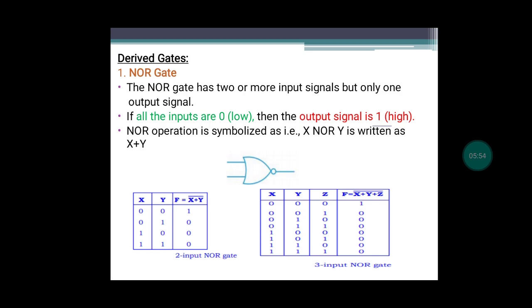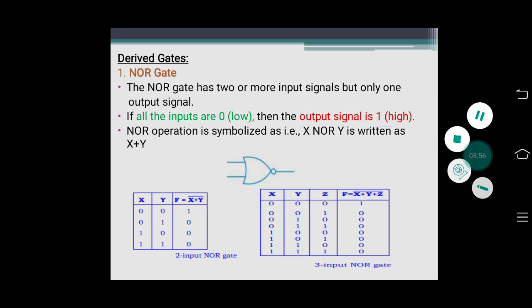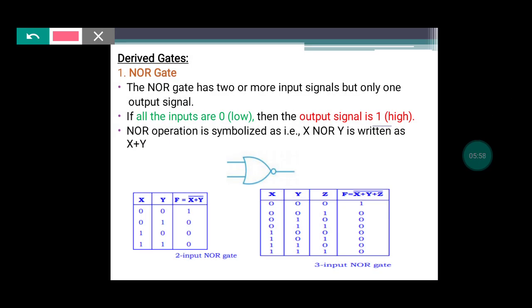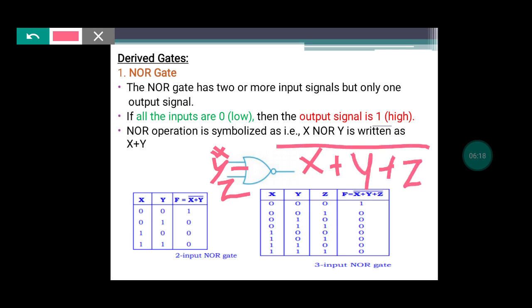Now we will see the 3 input NOR gate. 3 inputs in the sense, how many input signals are there? 1, 2, 3. That is X, Y, Z. The first one will be X, the second one will be Y, and the third input signal will be Z. So the output will be (X plus Y plus Z) bar. Yes, this is a NOR gate.